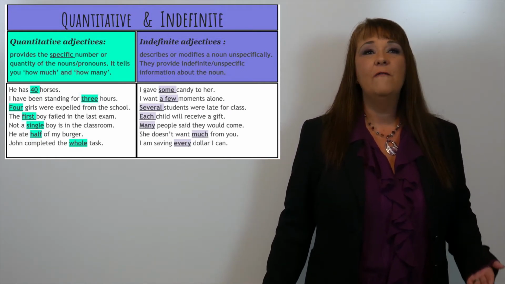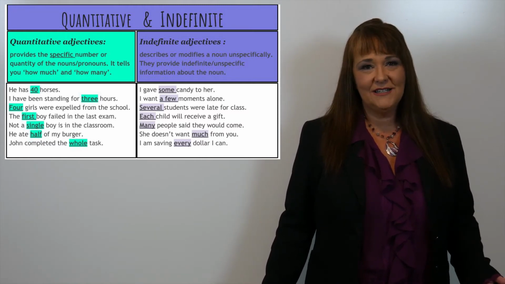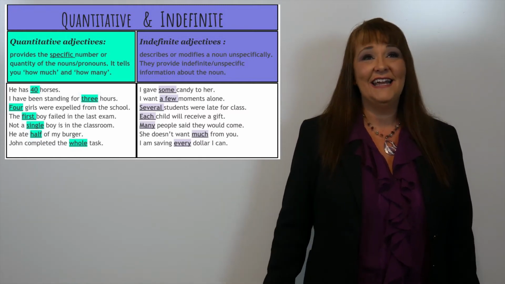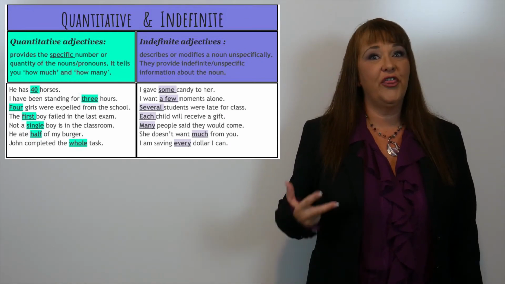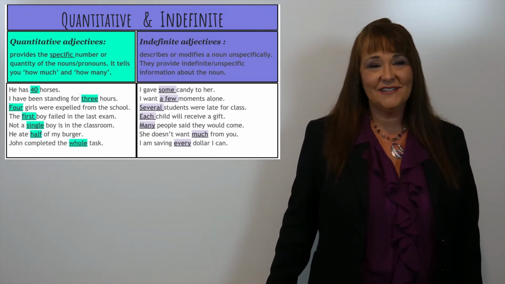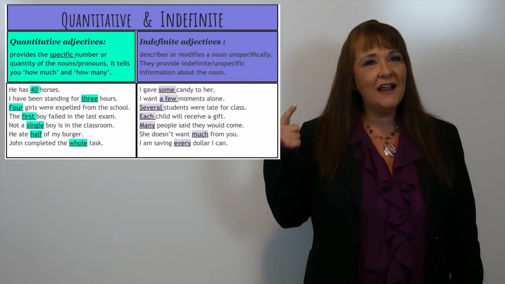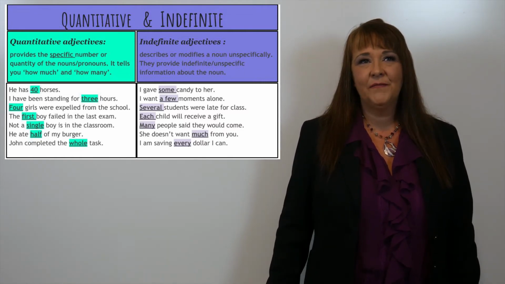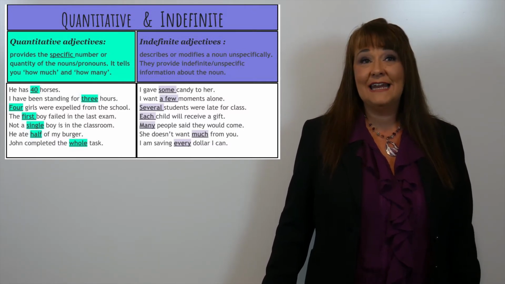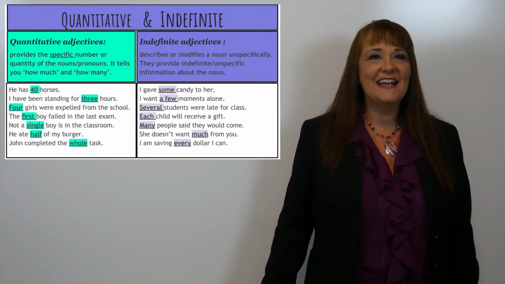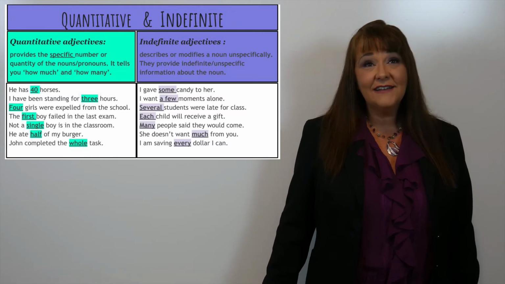He has 40 horses. I know exactly how many. I have been standing for 3 hours. Again, I know how many. You'll see other examples of quantitative adjectives in that side of the slide.